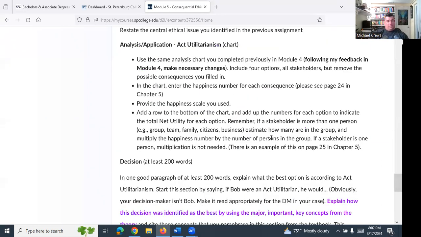Read over these instructions a couple times before you get started. And then I would even recommend comparing your assignment to these instructions when you're done. Okay.